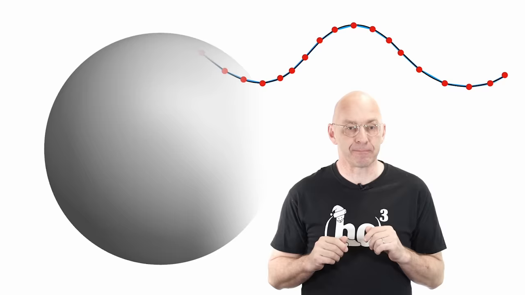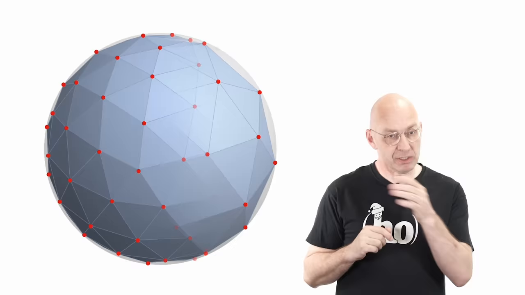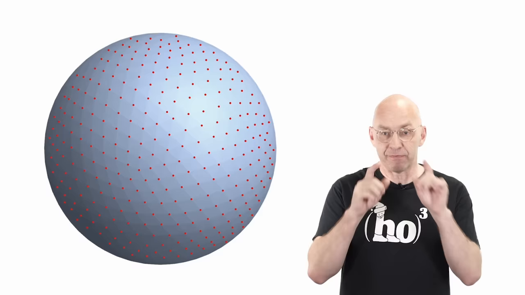Wait, can't see a thing. So let's make the sphere transparent. Use more points on the sphere to get a better approximation. More points and more. That's a pretty good approximation of the sphere, right? And the easily measured surface area of this triangle approximation must definitely be very close to the surface area of the sphere.